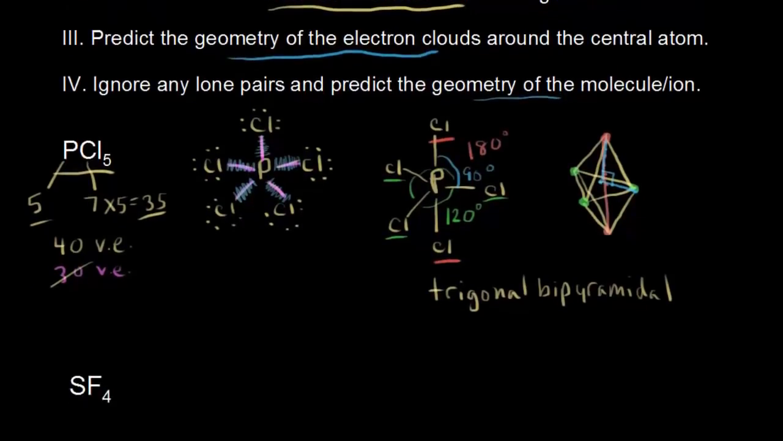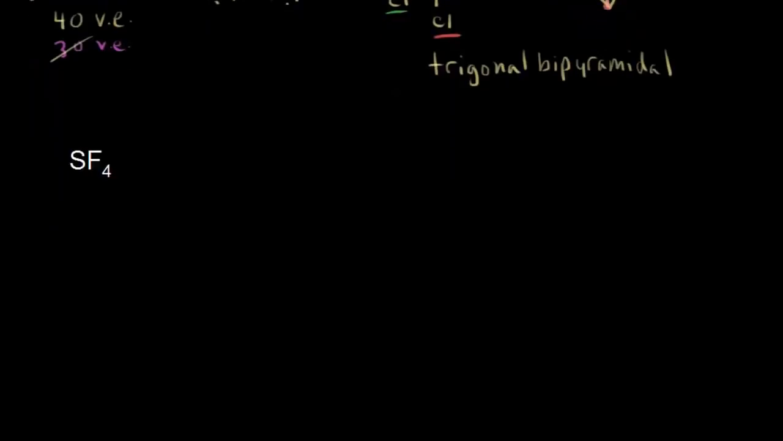So sulfur tetrafluoride here. We're going to start by drawing the dot structure, and we need to count our valence electrons, of course. Sulfur is in group 6, so 6 valence electrons. Fluorine is in group 7, so 7 valence electrons. I have 4 of them. 7 times 4 is 28. 28 plus 6 is 34 valence electrons.